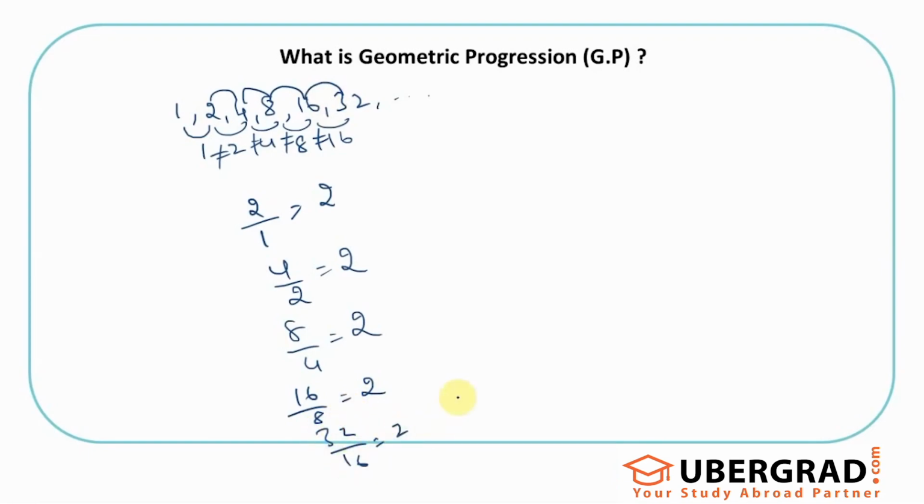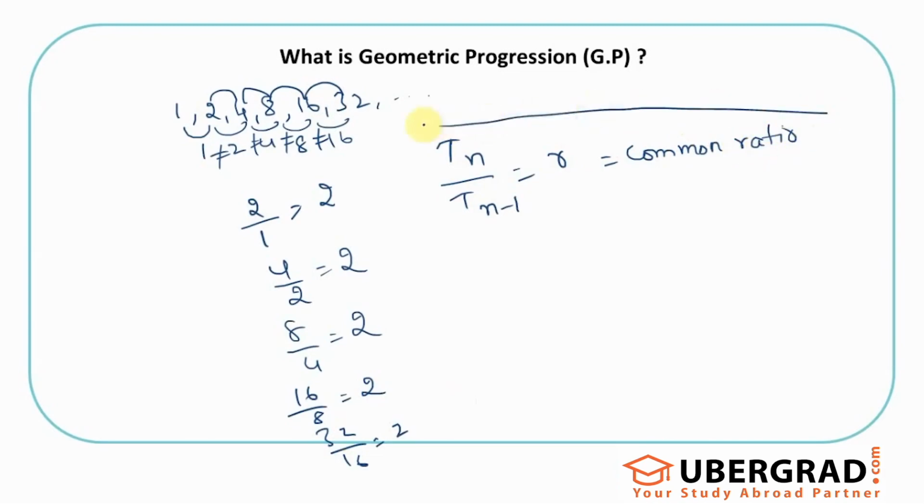You see? So this means I am finding the nth term by n minus 1th term, a fixed value, that's called common ratio, just as we called the difference to be common difference in arithmetic progression. Then this series is basically a geometric progression.